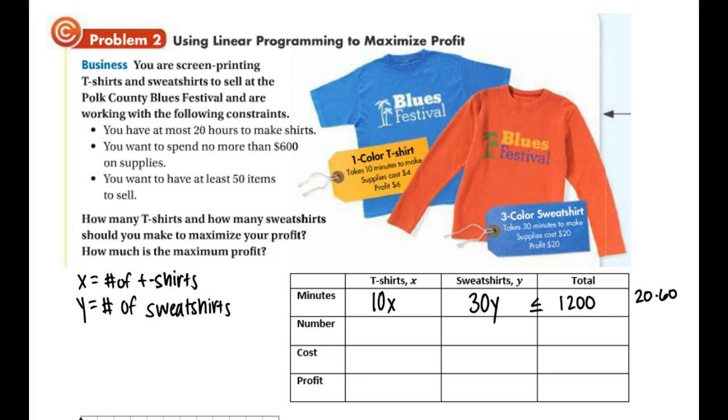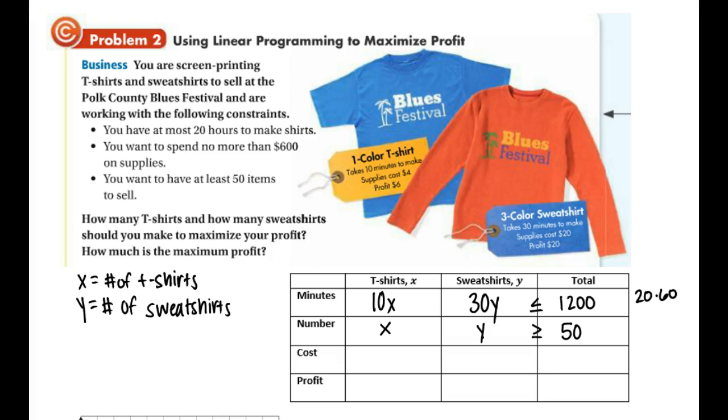Now let's take a look at the number of t-shirts and sweatshirts. It says that we want to have at least 50 items to sell, so that tells me that we need to have 50 as the total, for the minimum actually. So that means we want a greater than or equal to, because 50 is the smallest amount of items that we want to sell. And from there, we don't know the exact number, so that's why we have the variables x and y.